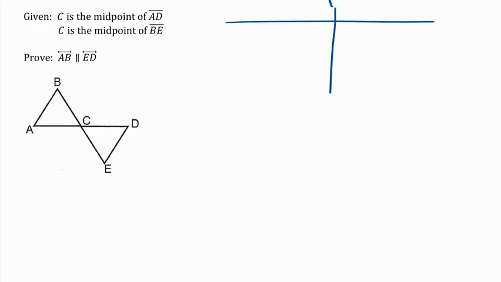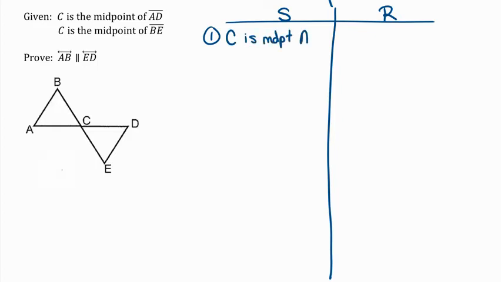Okay, so this time, same setup again, or same start. Notice that in our picture, we can see two triangles there, right? So that's kind of our first hint that I'm probably going to want to prove my two triangles congruent. Also, we're in the unit where we're talking about proving triangles congruent, so that's probably a good start. Okay, so our givens, C is the midpoint of AD, and also C is the midpoint of BE, and those are given.